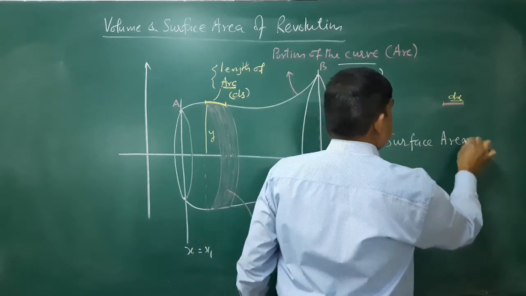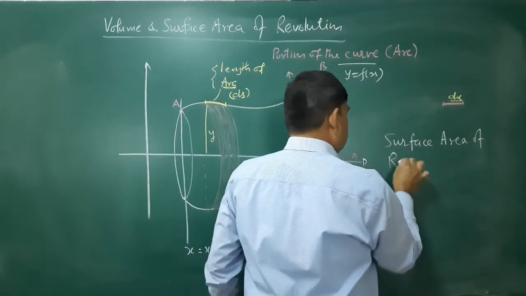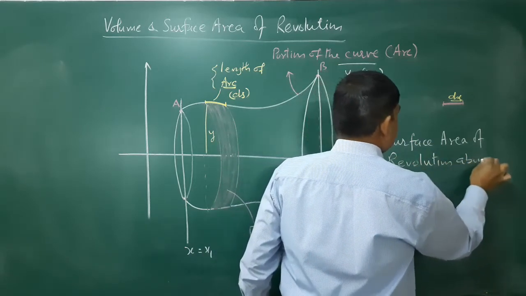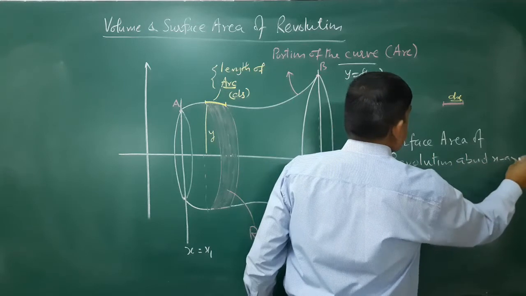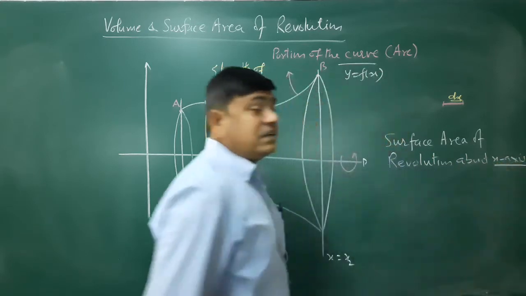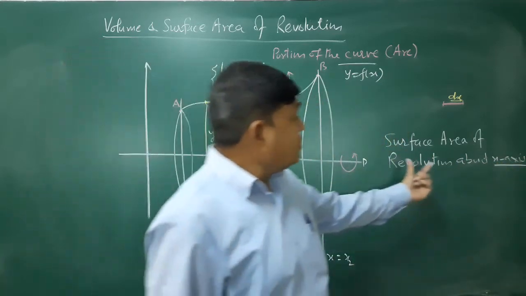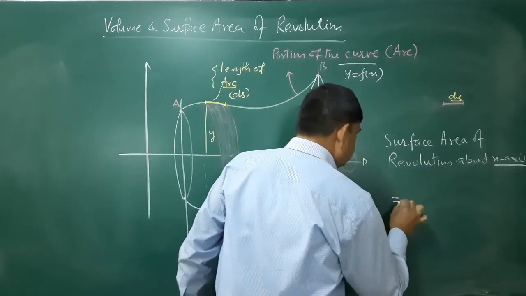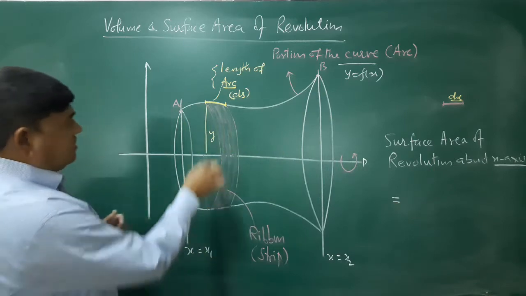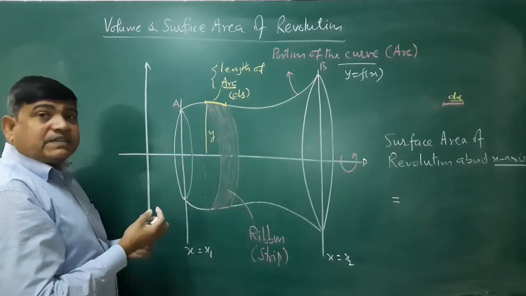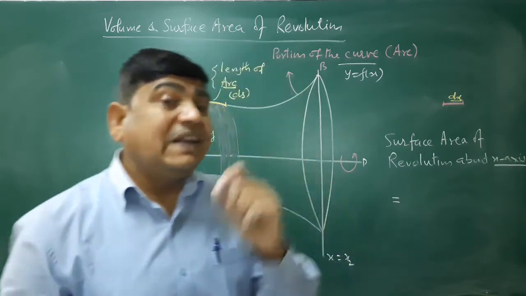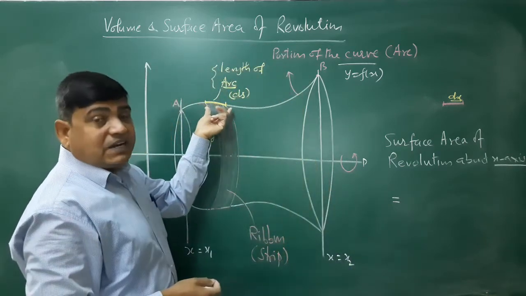Surface area of revolution about x-axis. Remember, we have taken the x-axis. Surface area of revolution about x-axis is given by, the surface area of this part that is formed is 2 pi r into the length of this particular part.